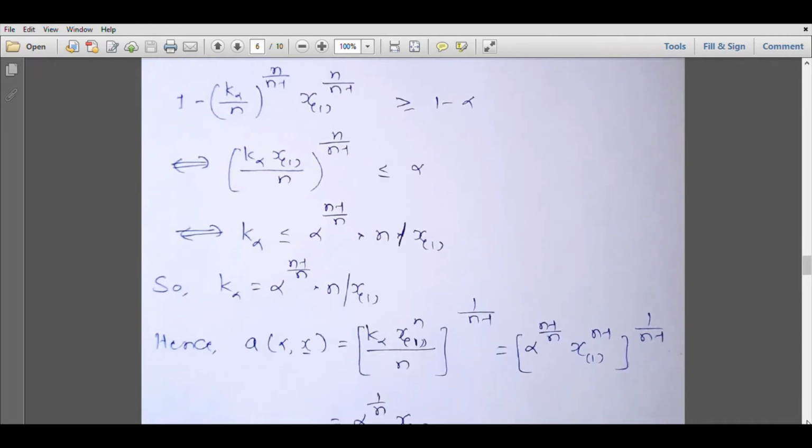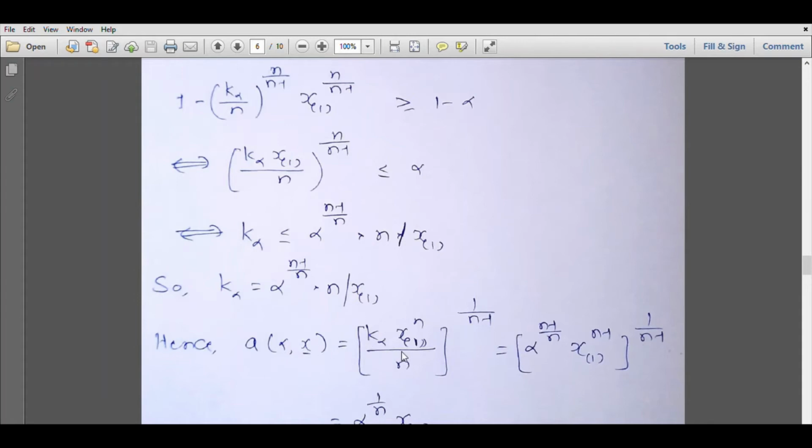So a alpha x will be simply k alpha x ordered 1 raised to n by n, whole raised to 1 upon n minus 1. So x ordered 1 raised to n upon n minus 1. So that will be simply alpha raised to (n minus 1) by n, x ordered 1 raised to n minus 1, whole raised to 1 upon n minus 1.